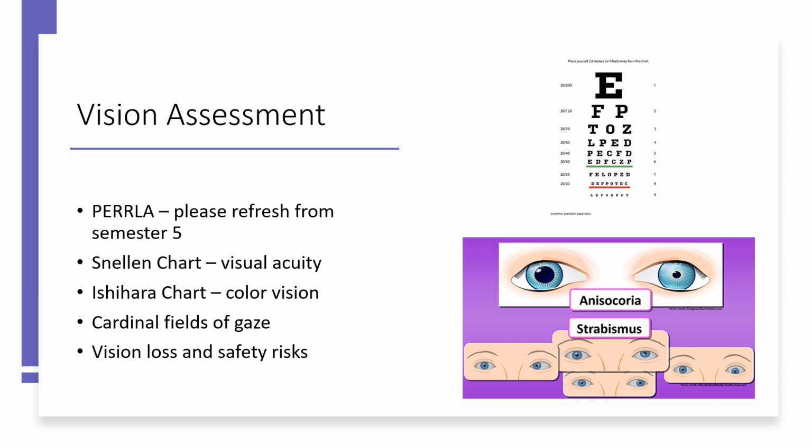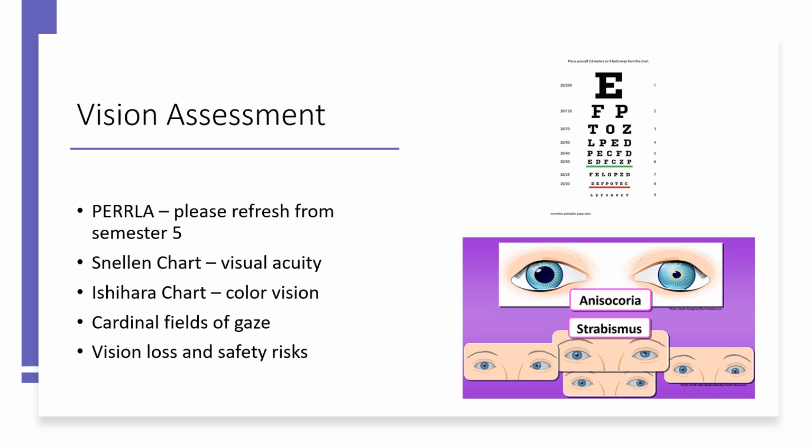Cardinal fields of gaze, so this assesses extraocular muscle function and your cranial nerves 3, 4, and 6. The patient's instructed to stand directly in front of the provider with the head held in a fixed position. The pen light is held approximately 12 inches in front of the patient's eyes. The patient's asked to follow the movement of the pen light with his or her eyes only. The pen light should be moved slowly in an orderly fashion, both laterally and medially. You're going to stop every so often to assess for nystagmus.